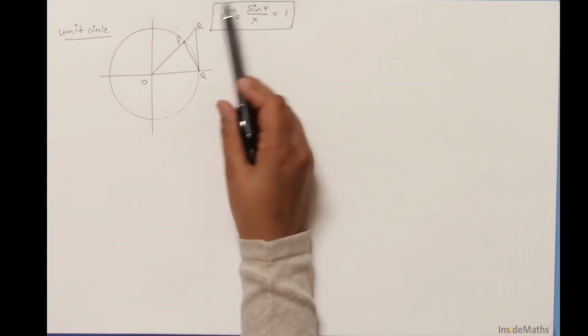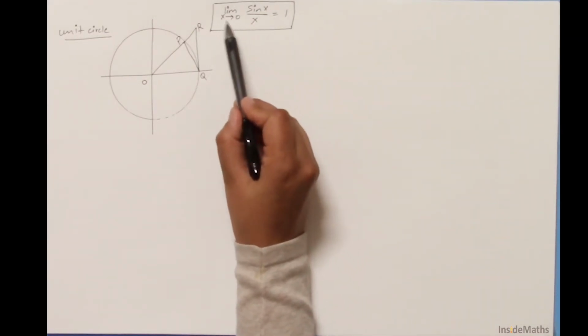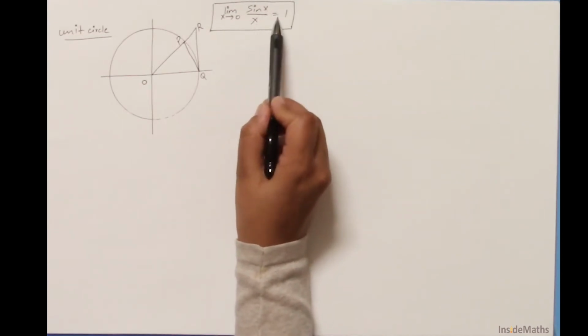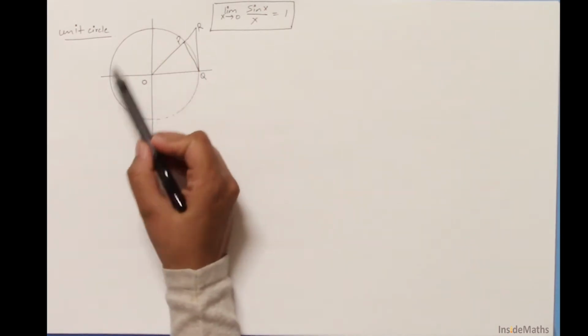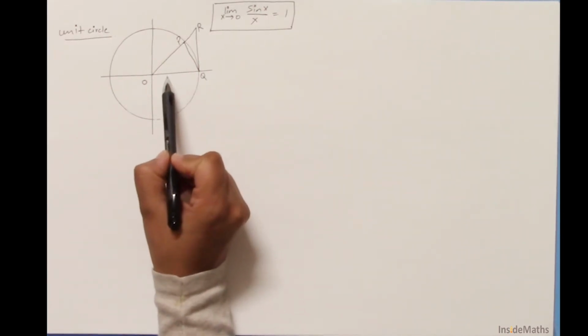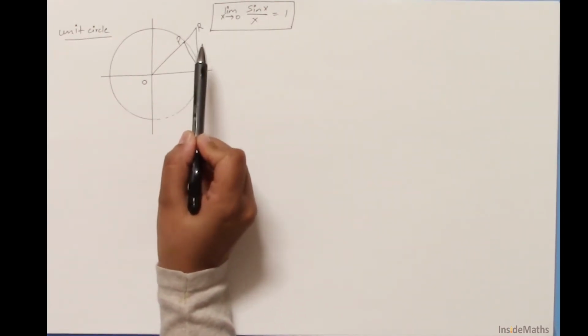This is a very important result from limits, which says the limit as x approaches 0 of sine x over x is equal to 1. In this video, I'm going to prove this result itself. This is a unit circle. In this unit circle, I've made two triangles.